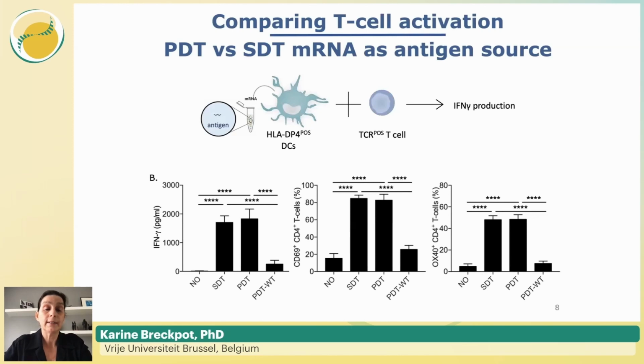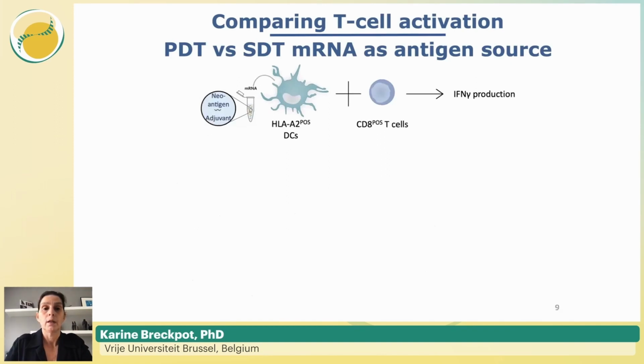To prove that this DC-LAMP is really necessary to have this antigen presentation, we also had the MAGE-A3 sequence without this DC-LAMP. In this case, the last bar here, you can see that there is hardly any presentation of the peptide. So this led us to test true neoantigens.